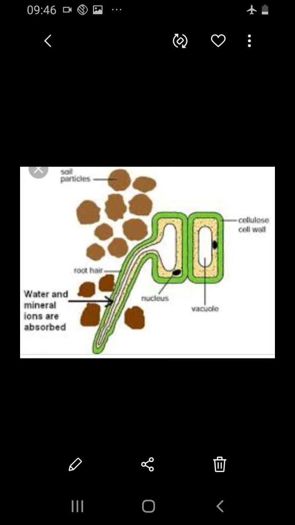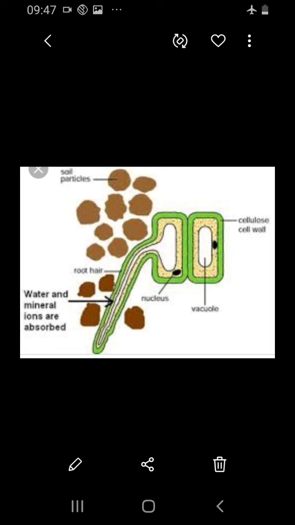Then translocation. Minerals are remobilized from the older dying leaves to the younger leaves. When minerals are removed, they are synthesized again. This phenomenon can be seen in deciduous plants. Elements like phosphorus, sulfur, nitrogen and potassium are easily mobilized, while elements like calcium are not mobilized.